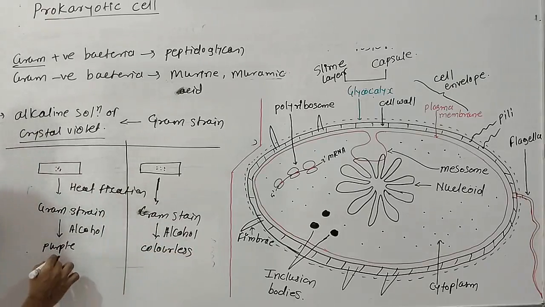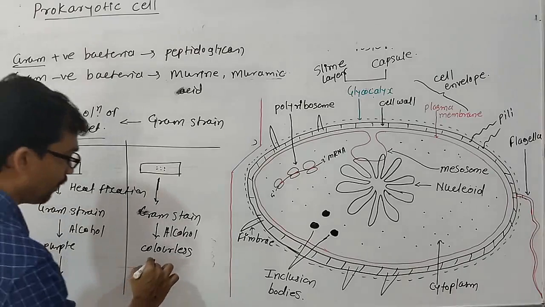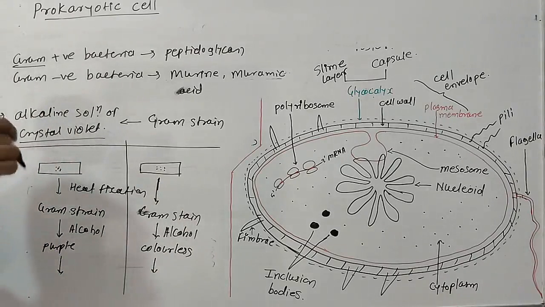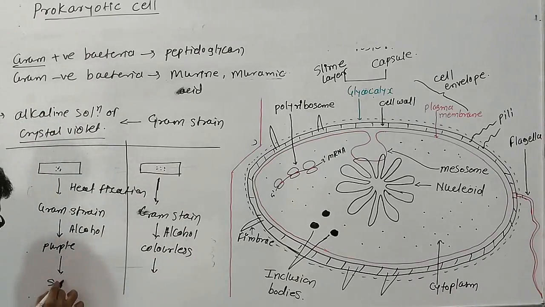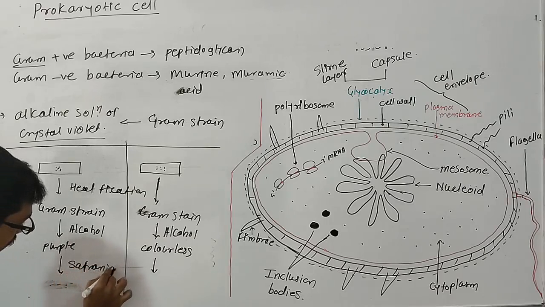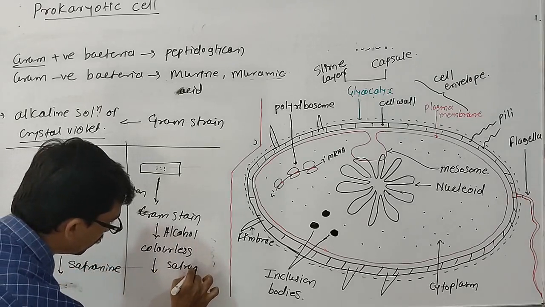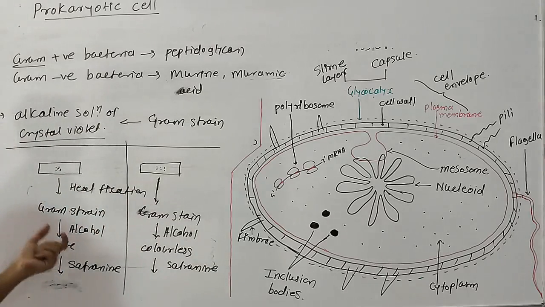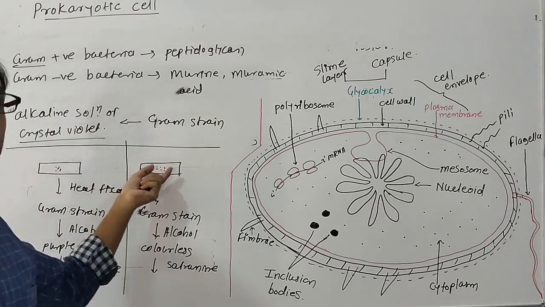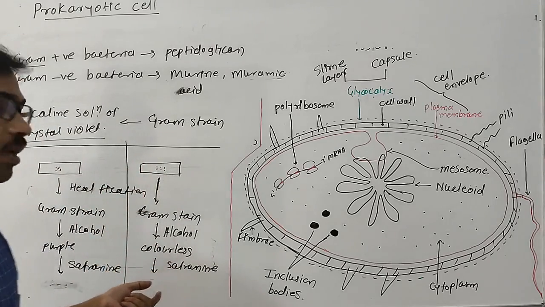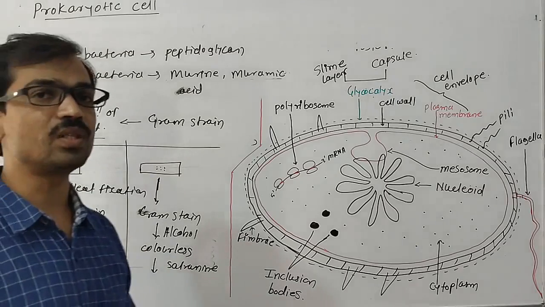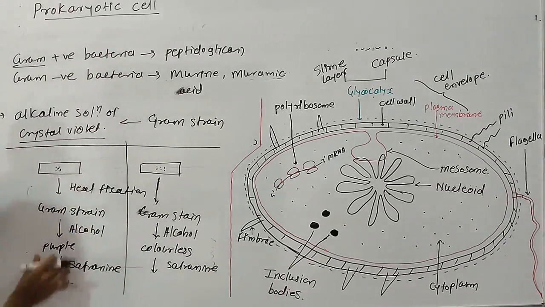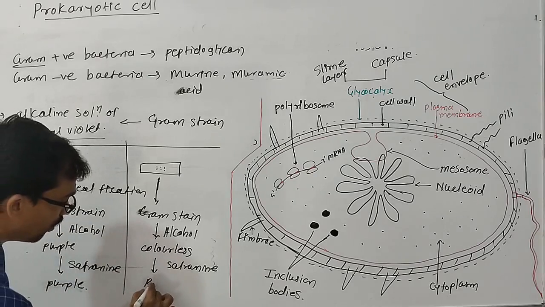Okay, and after decolorization step, the scientist Graham added second stain which is safranin. So safranin will be accepted by only those cells which have already lost the gram stain, but these cells which have retained the gram stain, they won't accept the safranin, and that is why even after addition of the safranin they will look purple in color, but they won't look purple, they will look red in color.